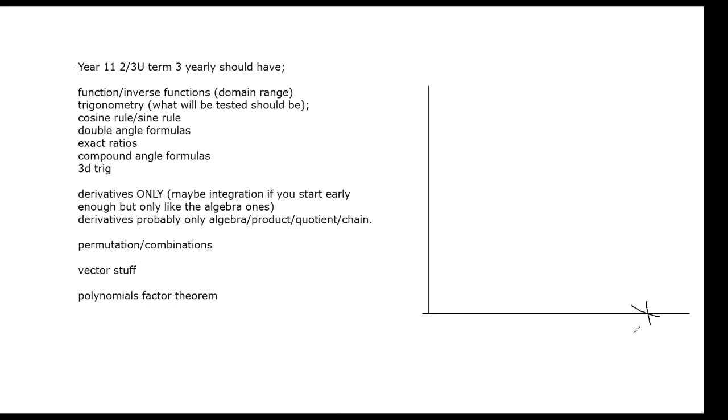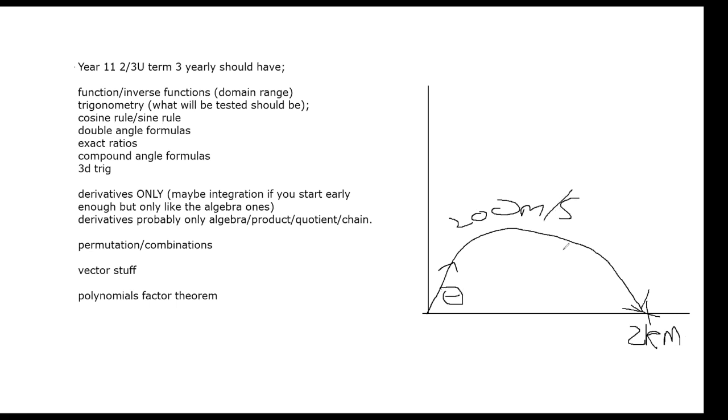There's a thing on the ground 2 kilometers away, and someone fires a bullet and it hits it, 2 kilometers away. The bullet is fired so that its speed is 200 meters per second. And the question is, what angle do I need to fire the gun so that I hit the thing on the ground?